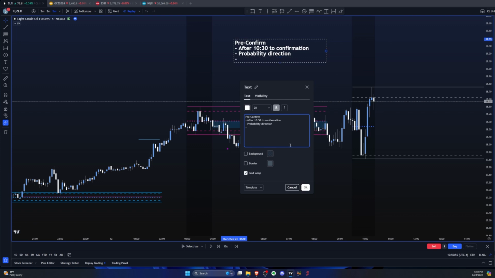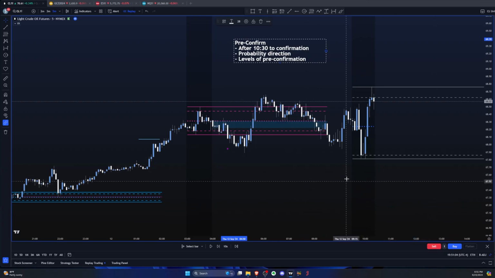The third element is we need levels of pre-confirmation. Just like we have levels for time and price, where once you confirm, where are we going to come back to, we have levels for where price goes within this range before it takes off and goes down. I'll show you what I mean by that in just a second. But these are the basic rules that we have.